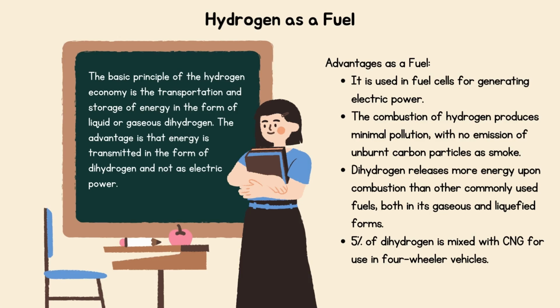The combustion of hydrogen produces minimal pollution, with no emission of unburned carbon particles as smoke. Dihydrogen releases more energy upon combustion than other commonly used fuels, both in its gaseous and liquefied forms. 5% of dihydrogen is mixed with CNG for use in four-wheeler vehicles.